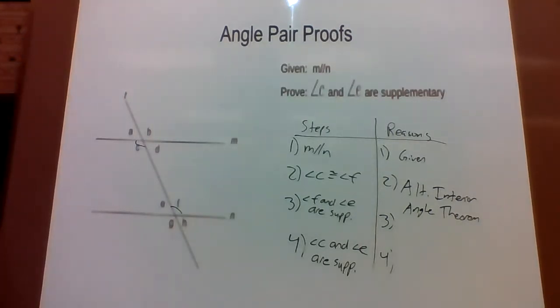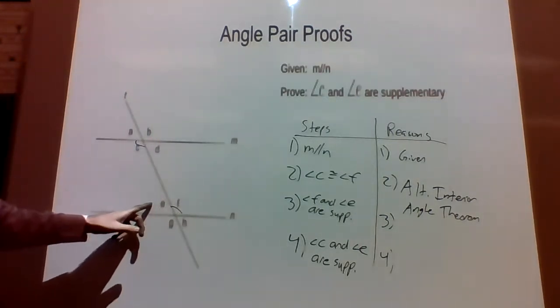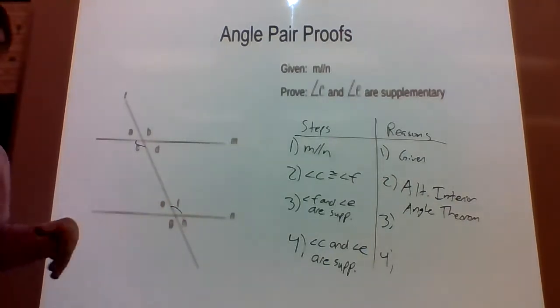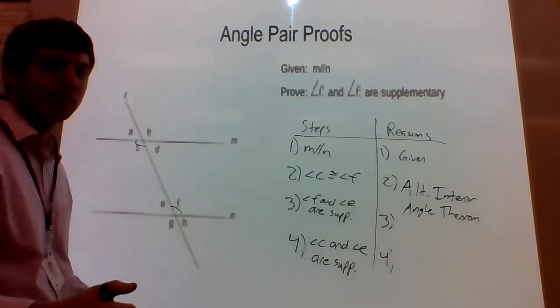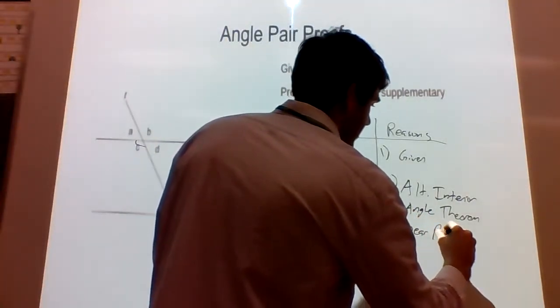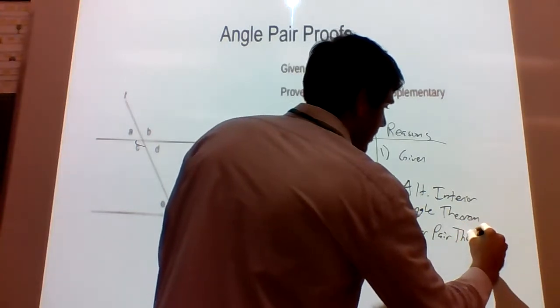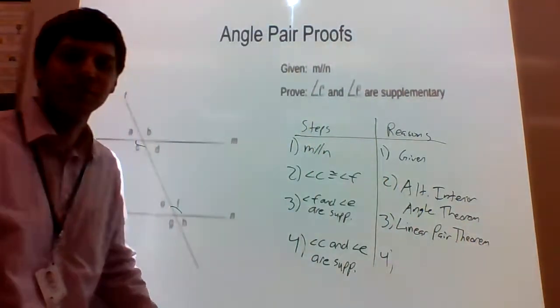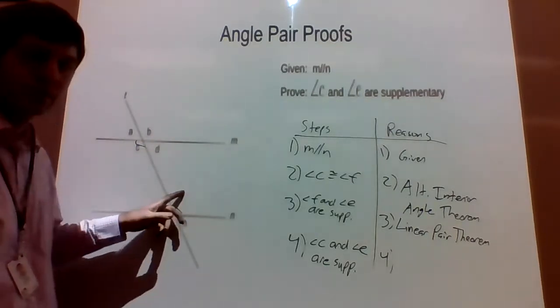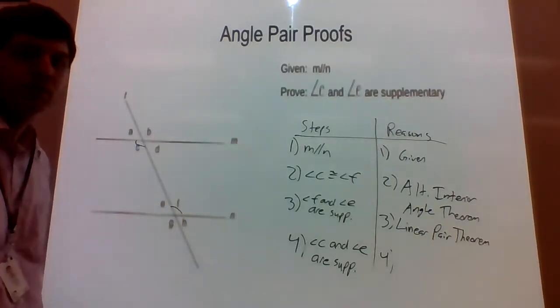Step three, then we said angle F and angle E are supplementary. Well, why could that be? That's because they are a linear pair. We know linear pairs are always supplementary. That's by the linear pair theorem, which tells us linear pairs are supplementary. So since F and E are a linear pair, they are going to be supplementary.